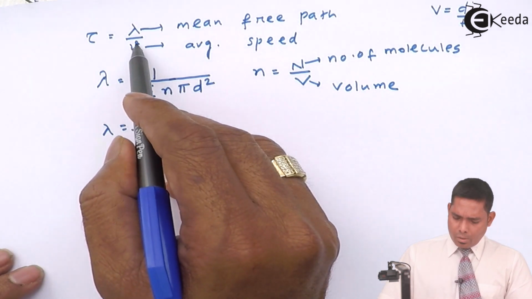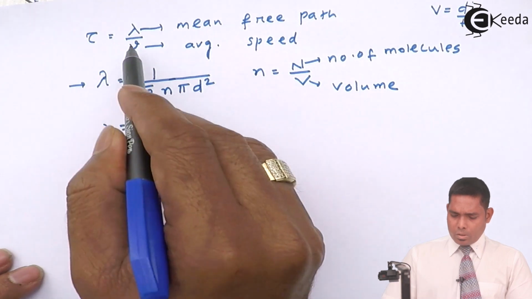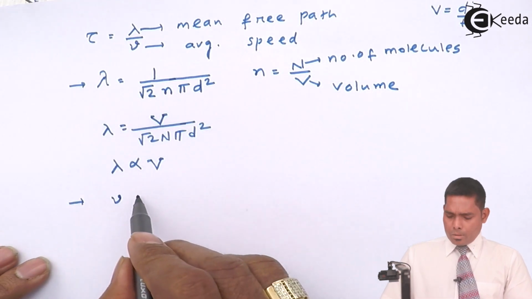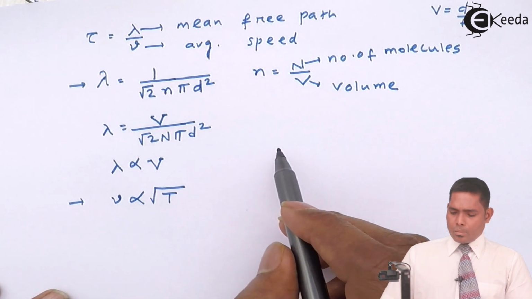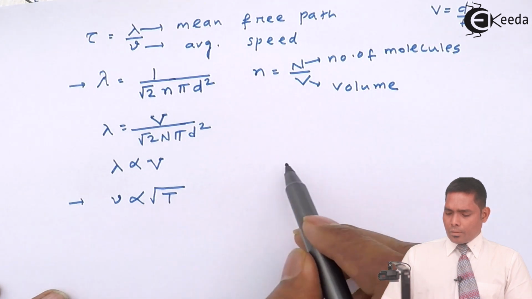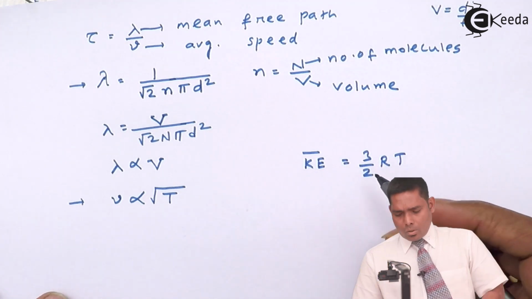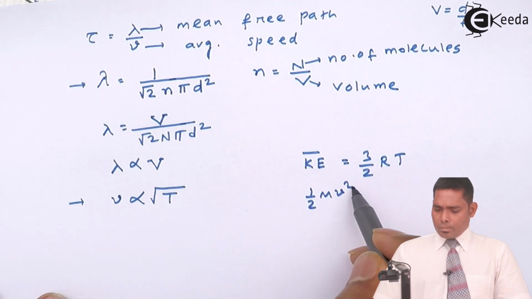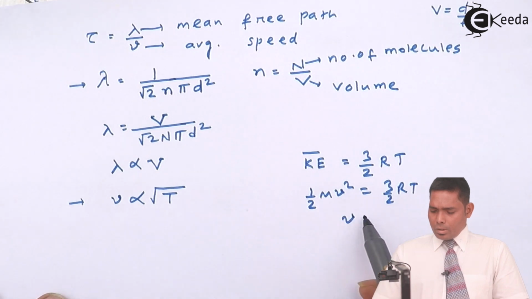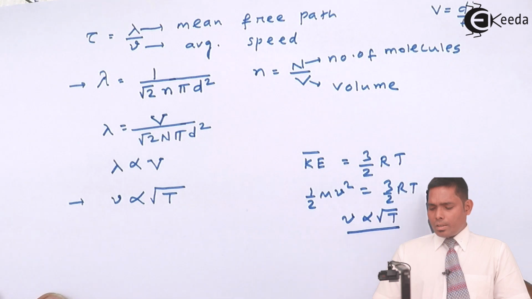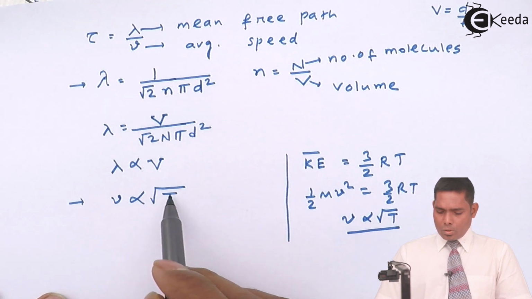And what about this small v? When I talk about the speed of the molecule, this is proportional to the square root of absolute temperature, because from the kinetic theory of gases, the average kinetic energy is found to be 3 by 2 RT for 1 mole of gas, or half m v square is 3 by 2 RT. This is obviously the root mean square speed. From here, v is proportional to under root of T. You can rearrange and get this expression.